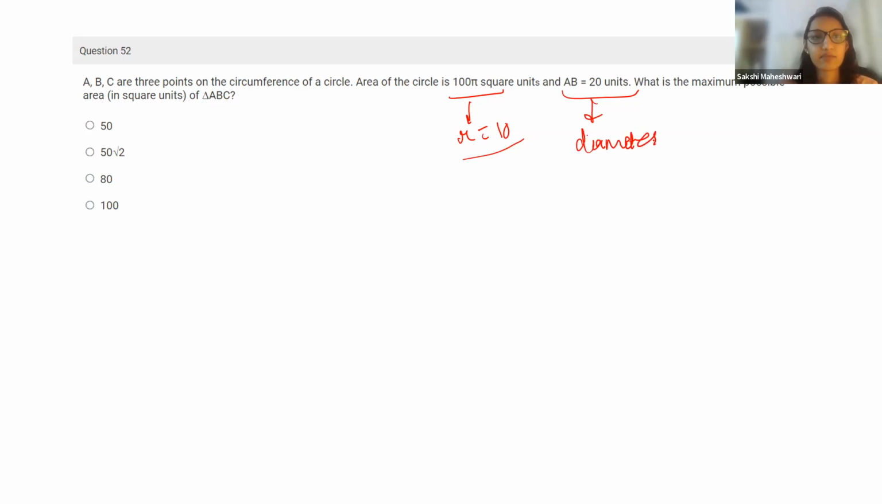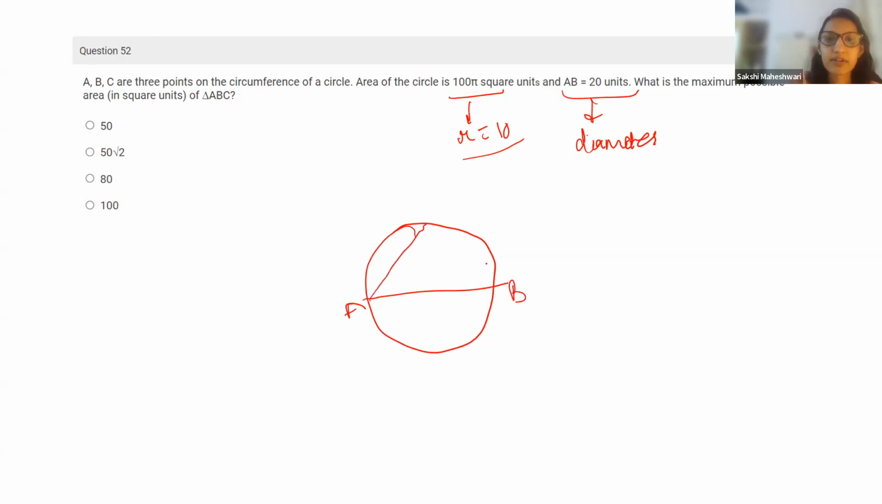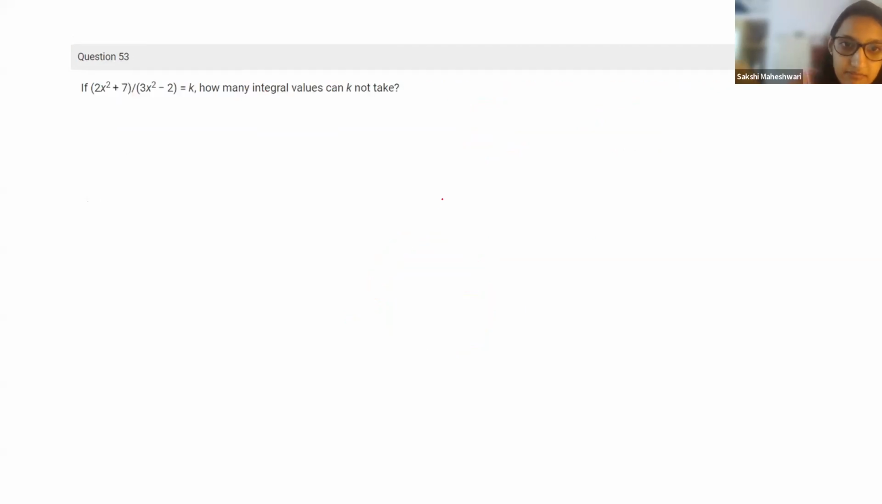This should click for you. Now see, for example, AB, this is the diameter, we are clear with this. And this is some point C. Okay, pardon me.